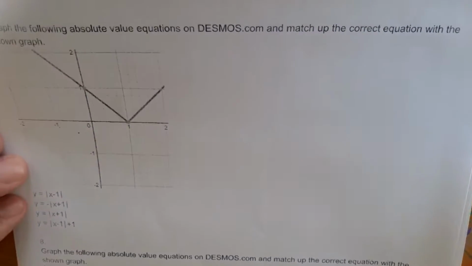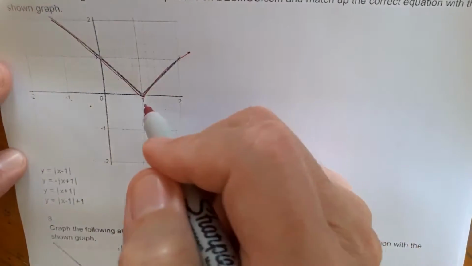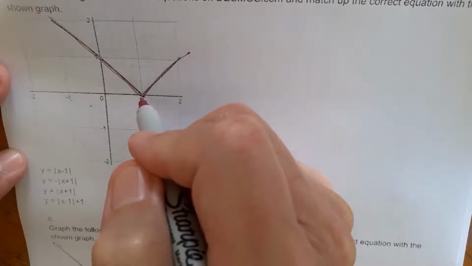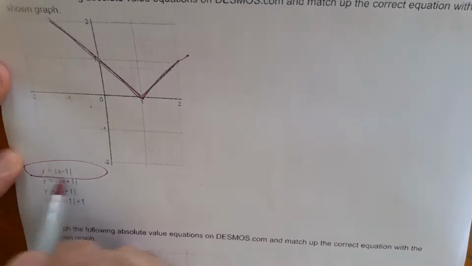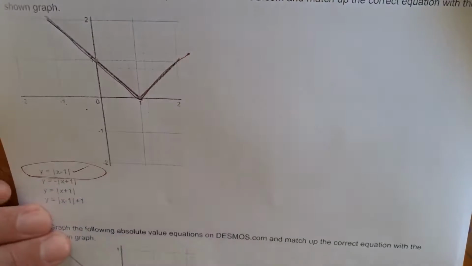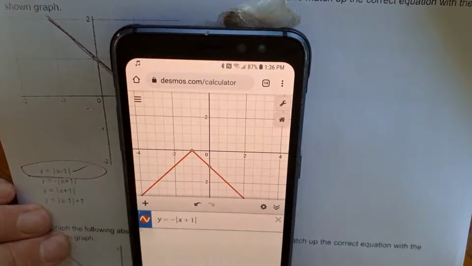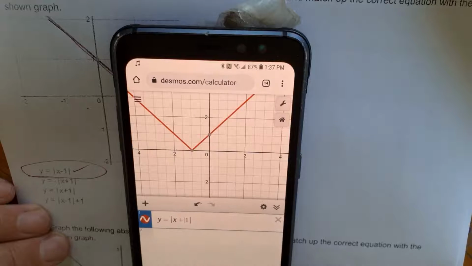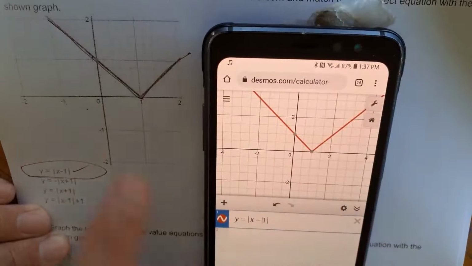Okay, and how many more do we have? Okay, so this one's opening up, so it's got to be a positive. It looks like an x, but it's over here to the right. So can we say that it's going to be inside the absolute value symbol x minus 1? Right, just check it to make sure. I'm very sure because I now know the pattern. And there we go, it's moved over. There it is, right there at 1.